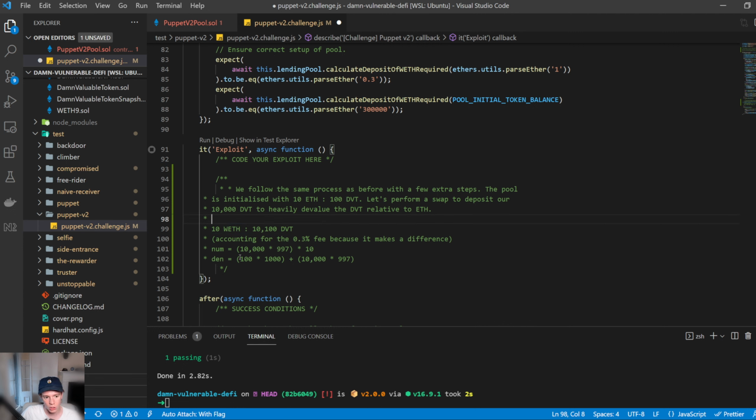We have the numerator and denominator, which use the same values as last time, except this time I'm accounting for the 0.3% fee because it does make a difference in this challenge. The numerator becomes 10,000 times 997, that's your input value minus the fee, multiplied by 10 because that's the existing ETH balance. The denominator is 100 times 1,000, your existing tokens, plus how much you're depositing times the fee.